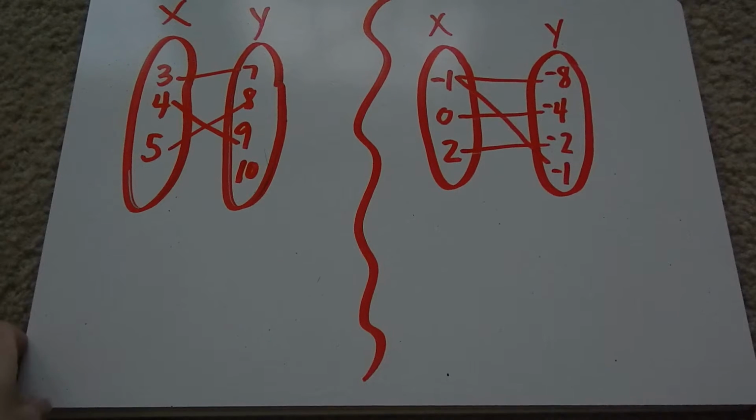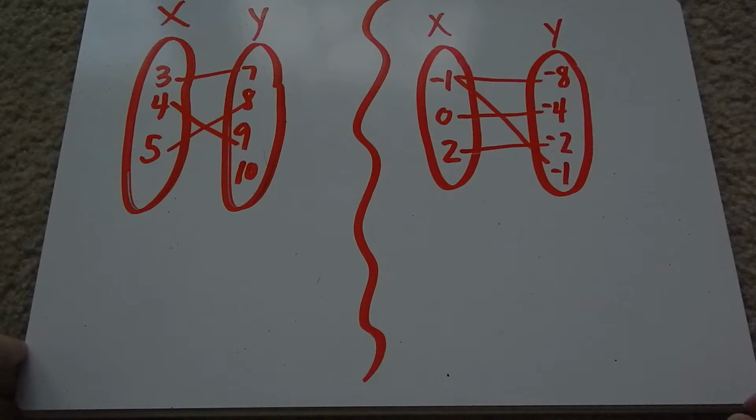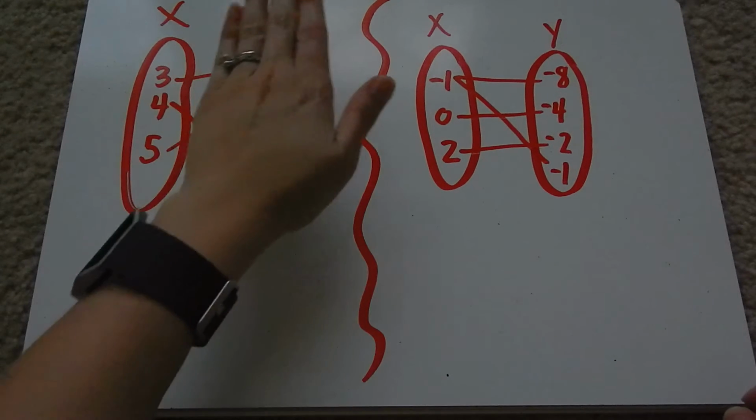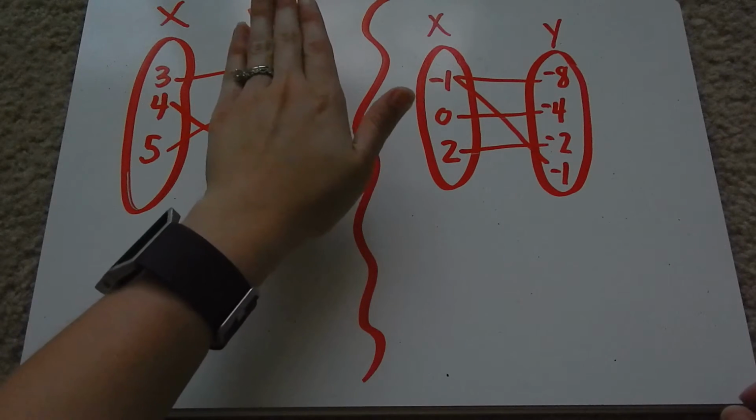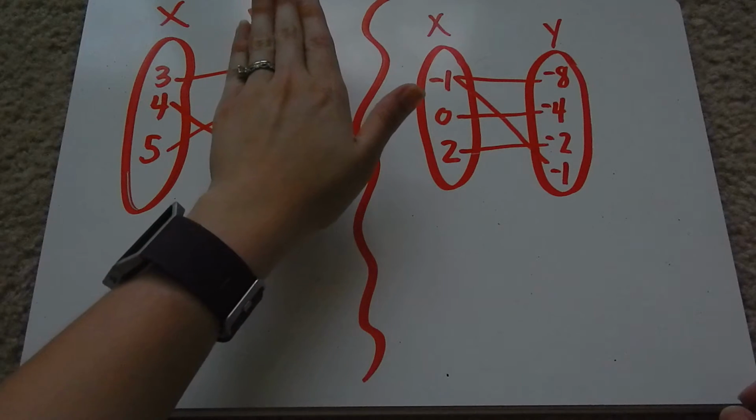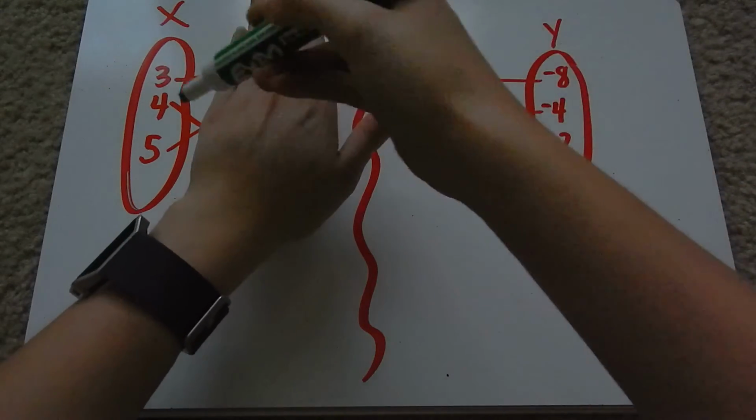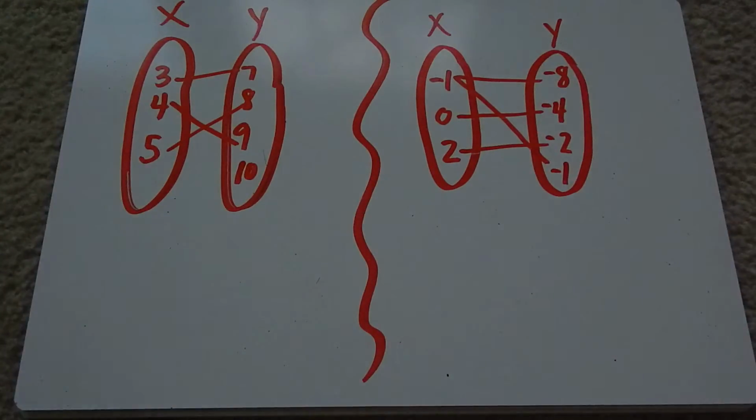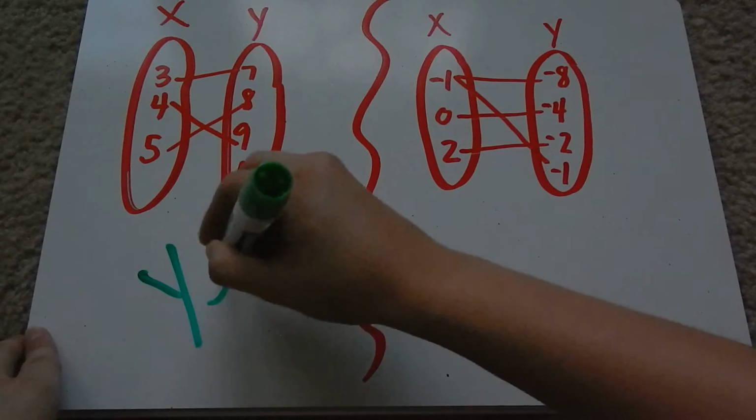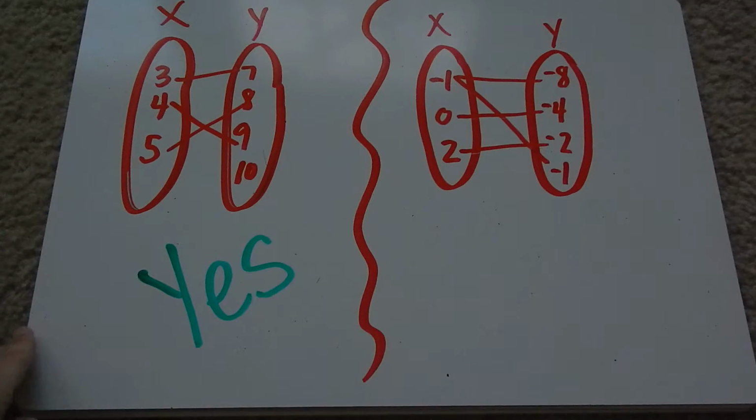Our next examples are mappings. Remember, x cannot repeat, so I really don't even have to look at the y values at all. I can just look at the x's. In a mapping, if there's two lines coming from the same x, it is not a function. So 3 only has one line, 4 only has one line, and 5 only has one line. So this is a function, yes.